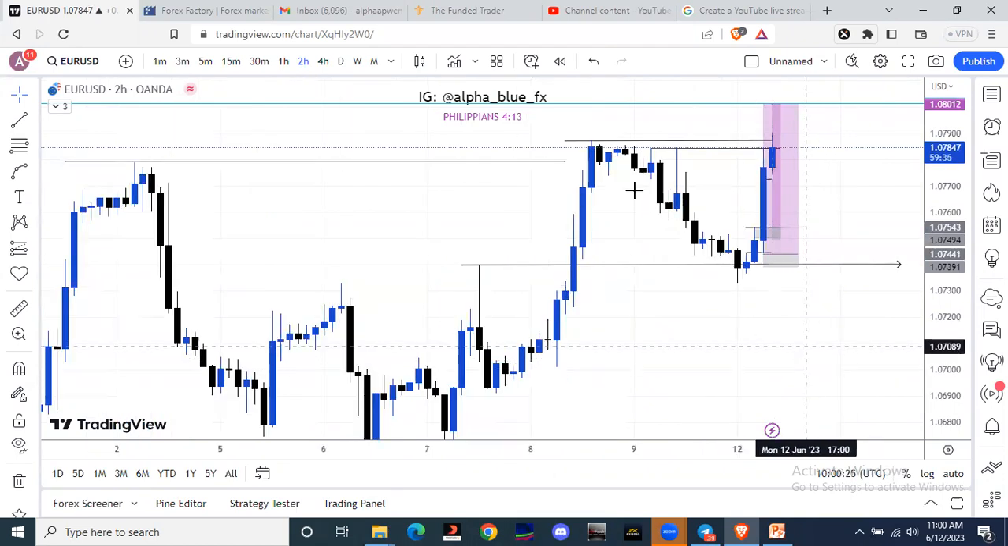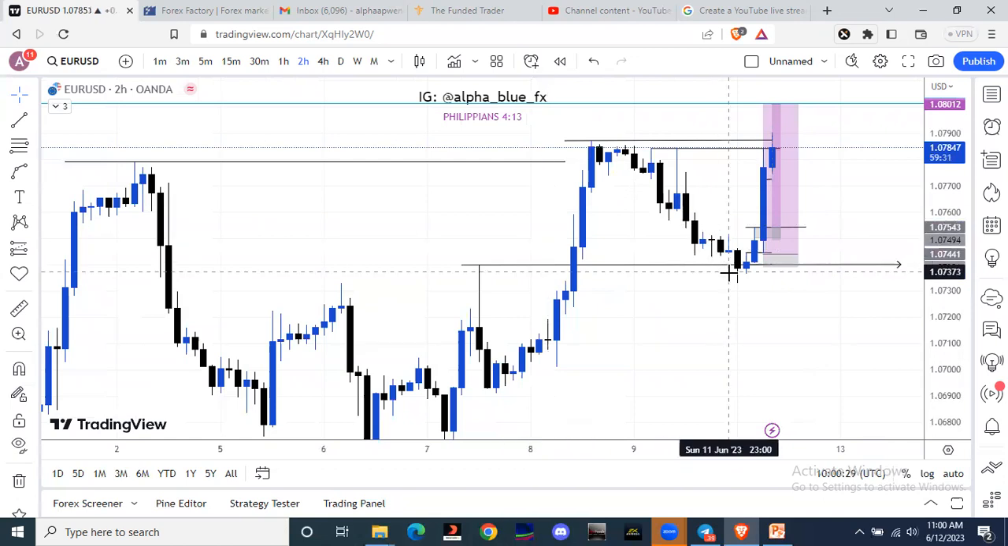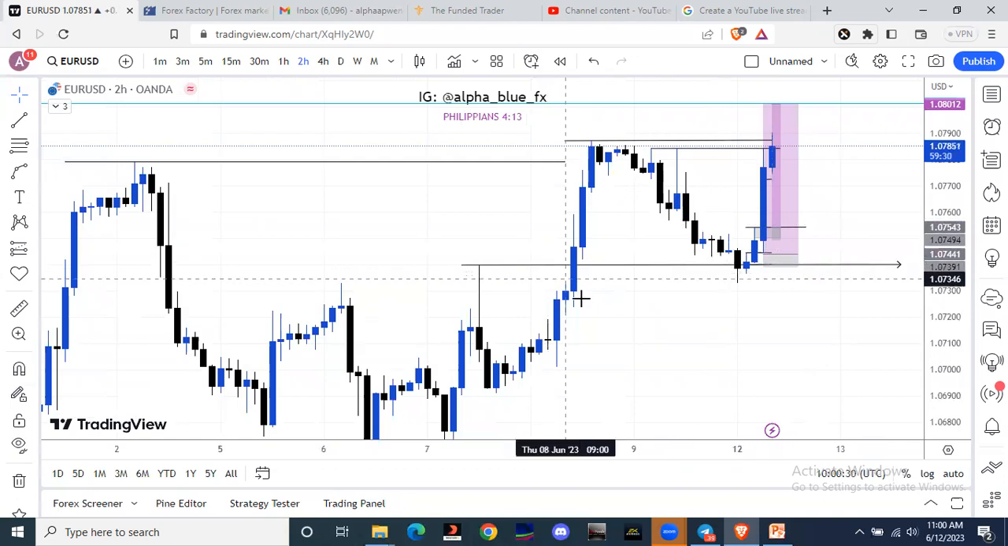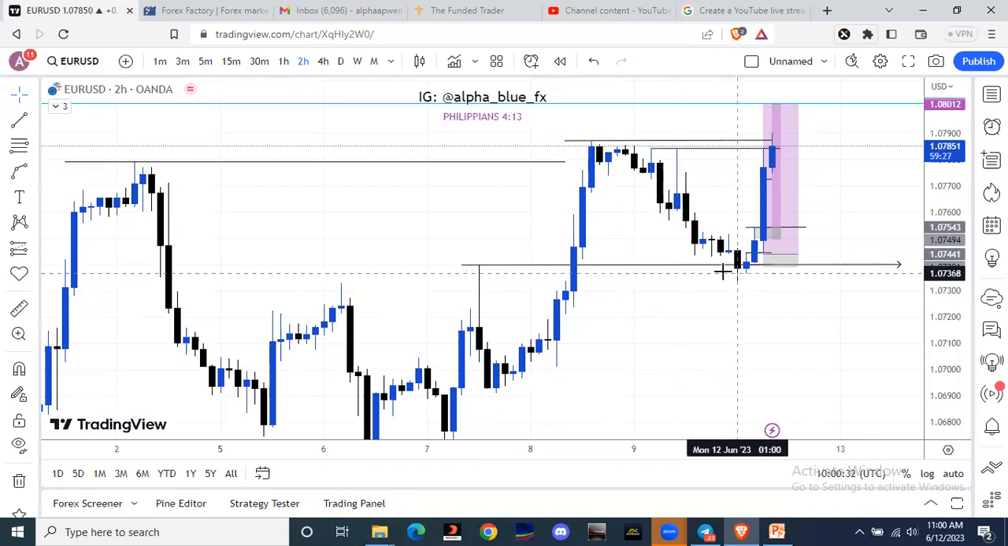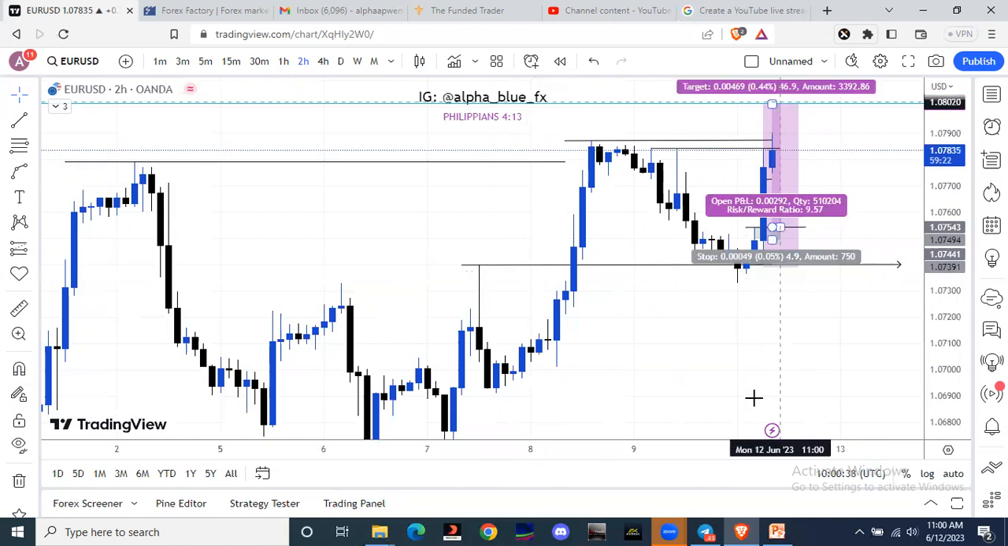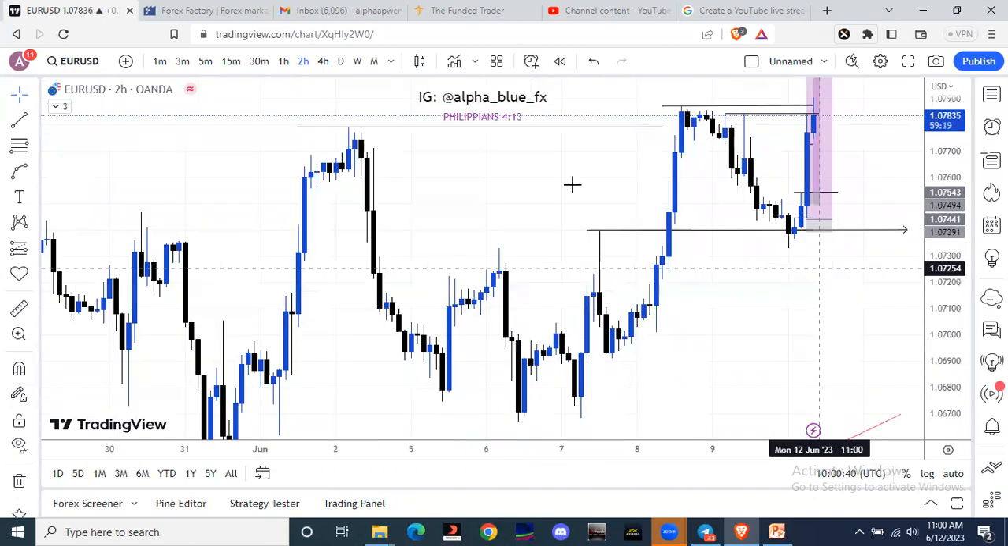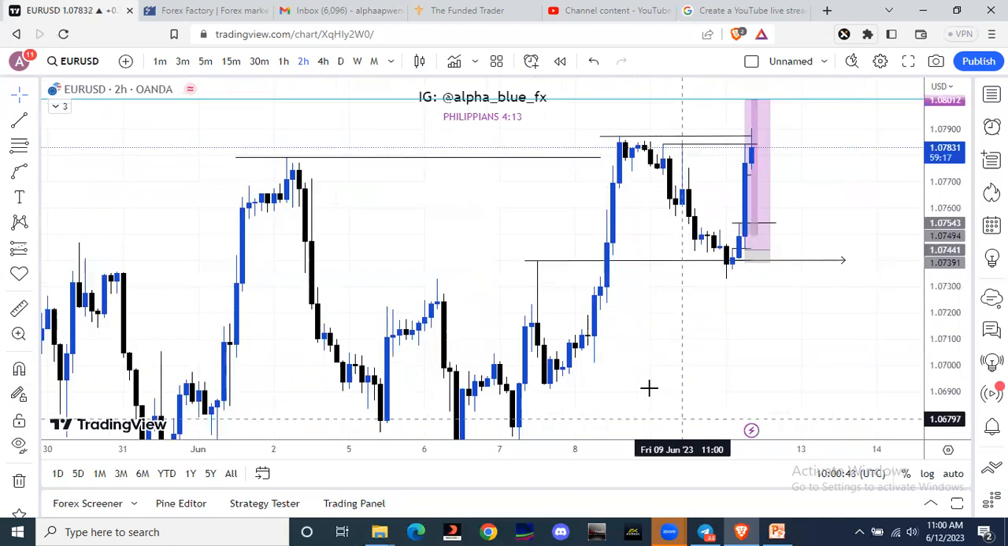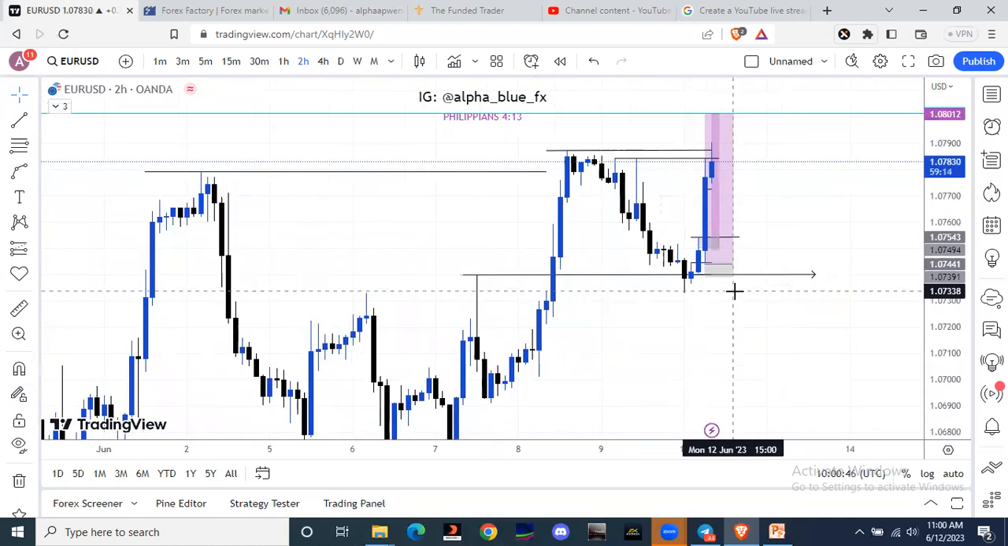So when I saw this pullback, I was like, this is likely going to react on this breaker. So we could see it react on this breaker to continue going to the upside because the market is giving us higher lows, right? And that is exactly what happened. It reacted on the breaker and went to the upside.